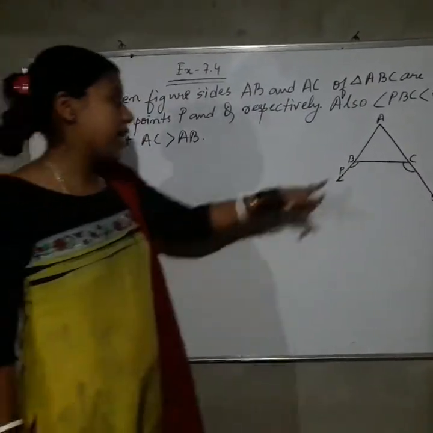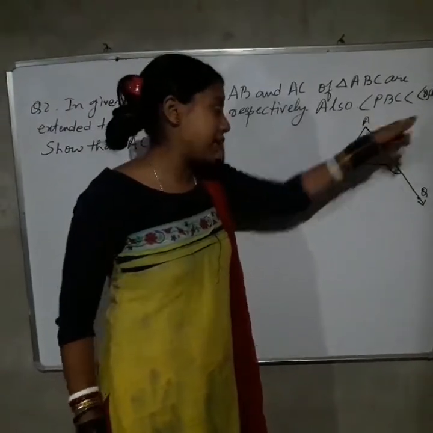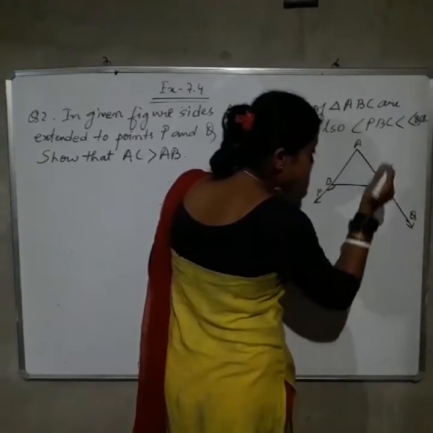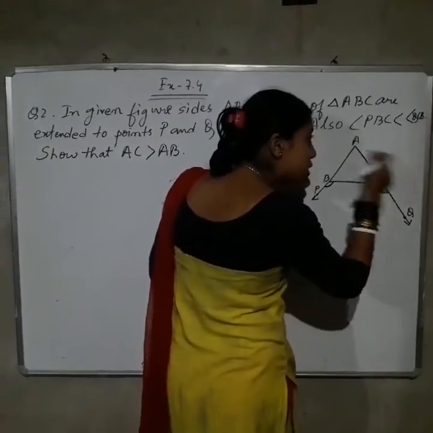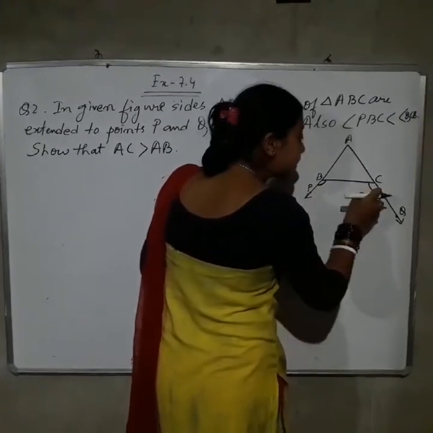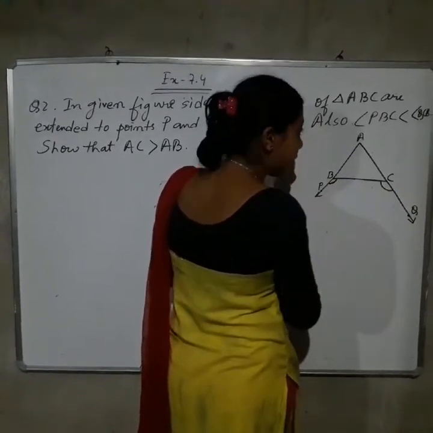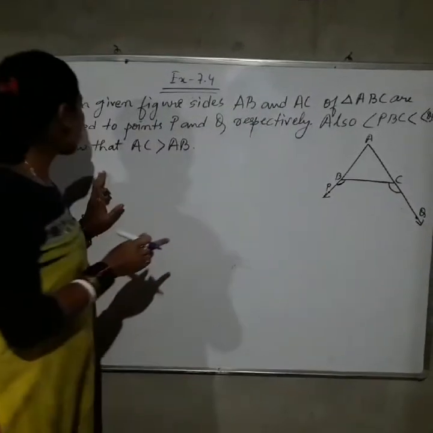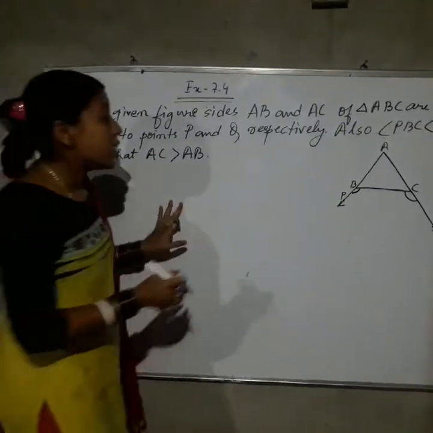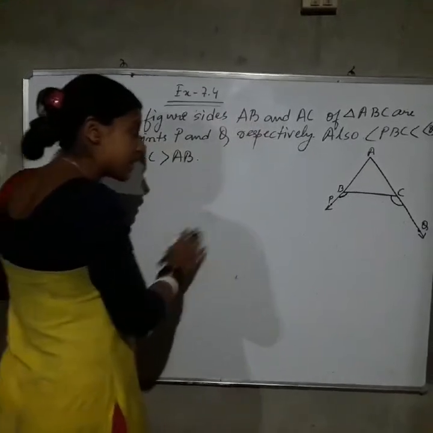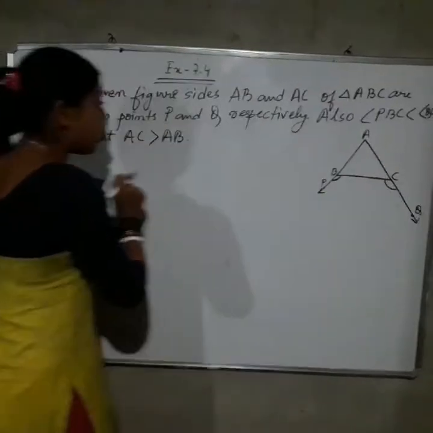Also it is given that angle PBC is less than angle QCB. That means angle QCB is greater than angle PBC. We have to show that AC is greater than AB.